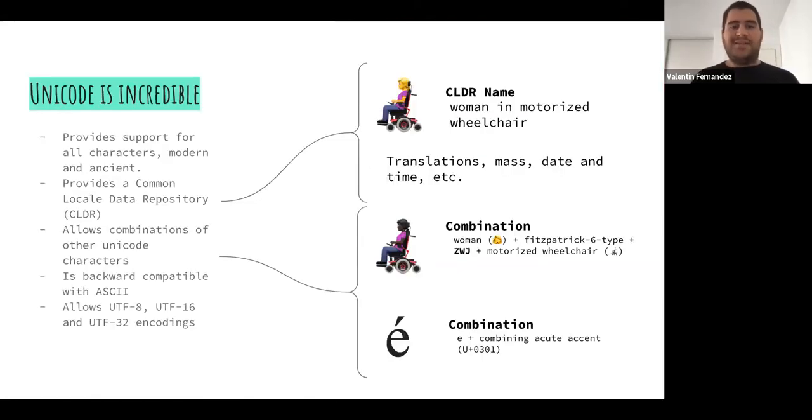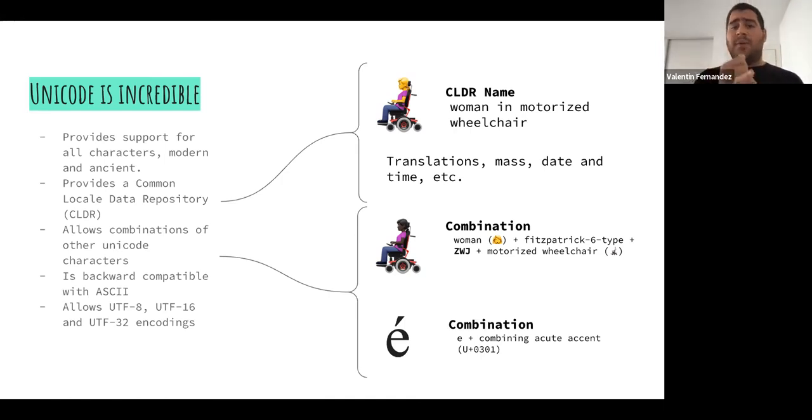So I'll tell you guys, why do we think that Unicode is incredible? Well, first off, it provides support for all characters, modern and ancient. It also provides a Common Locale Data Repository, or CLDR. And let's take a look at that. This repository allows translations of math, date, and time. But for emojis, in this case, it provides short names, right? Descriptive names for every emoji.